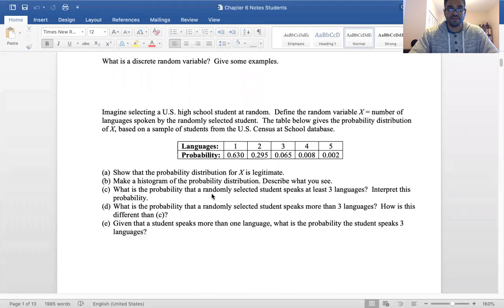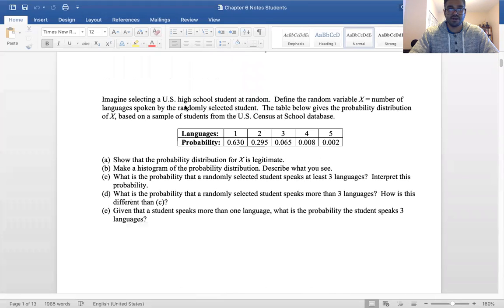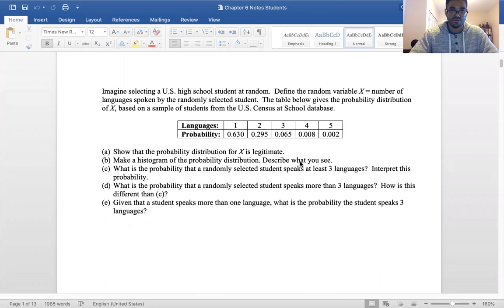Now we have this problem here, and we're imagining selecting a U.S. high school student at random and looking at the number of languages spoken. For one language, the likelihood is 0.63; for 2 languages, 0.295. First, show that the probability distribution of X is legitimate. All you have to do is add up all these probabilities and show that they add to 1. And it does.